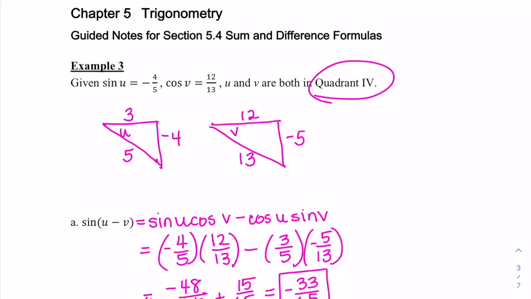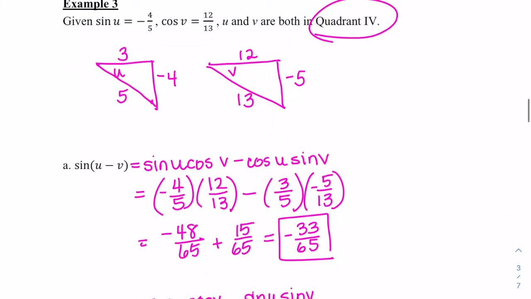Okay, so for sine of U minus V, this is good practice for the sum and difference formulas. That's going to be the sine of U, which is negative 4/5, times the cosine of V, which is 12 over 13, minus cosine of U, which is 3 over 5, times the sine of V, which is negative 5 over 13. And we get negative 33 over 65.